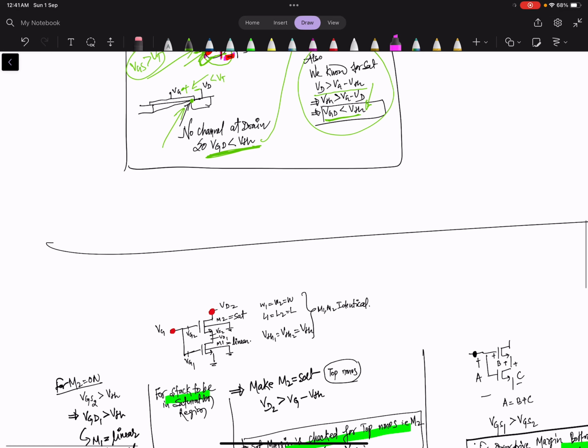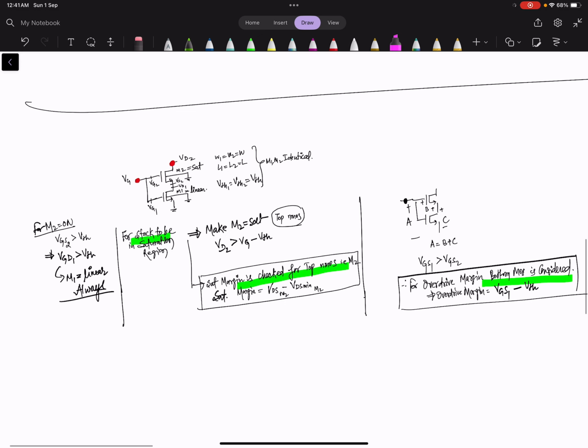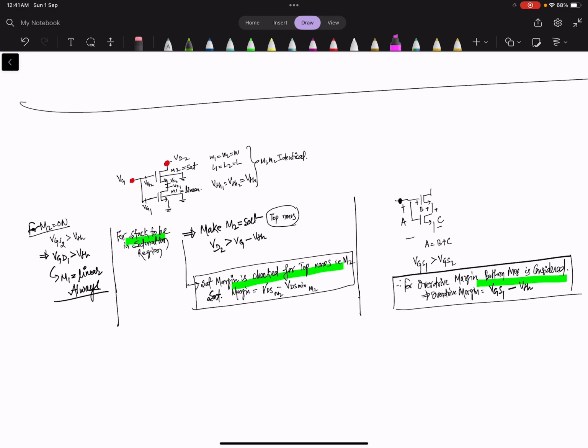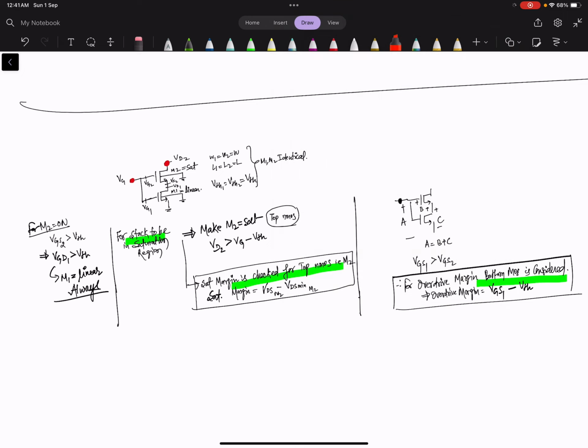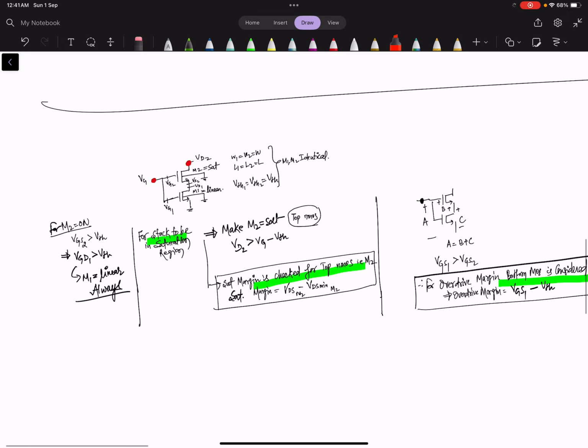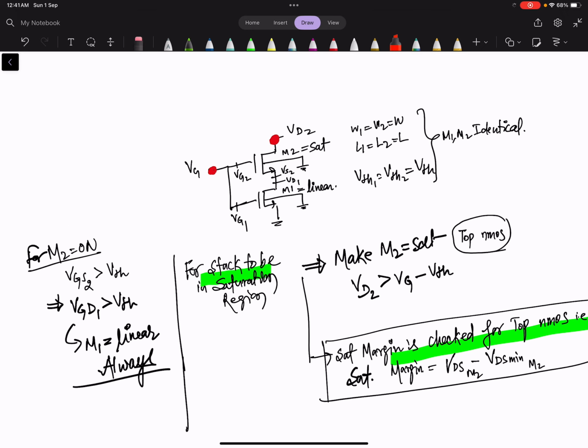Now for the stacked device, let's go for the stacked device. What is the voltage condition and voltage requirement? So first thing, if you see here closely, this is the stacked device I have made.